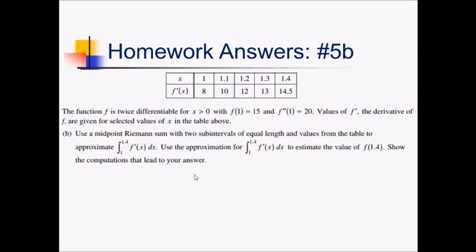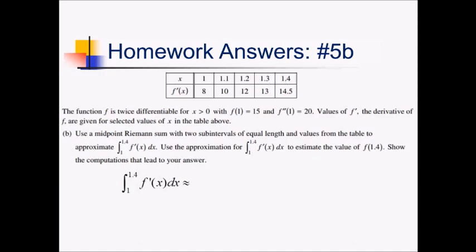On this part of the problem, they want us to use MRAM with two subintervals to figure out the integral from 1 to 1.4 of f prime of x, and then use that approximation to figure out the value of f of 1.4. All right, so one step at a time, let's approximate the integral from 1 to 1.4 of f prime. I'm going to say that that is approximately equal to the following. So if I'm using midpoint RAM with two subintervals, that means I have a rectangle going from 1 to 1.2 and another going from 1.2 to 1.4.